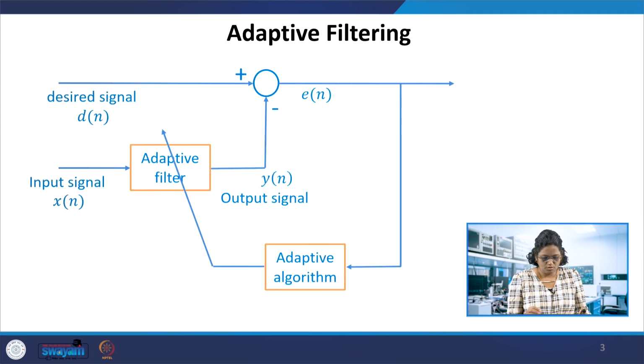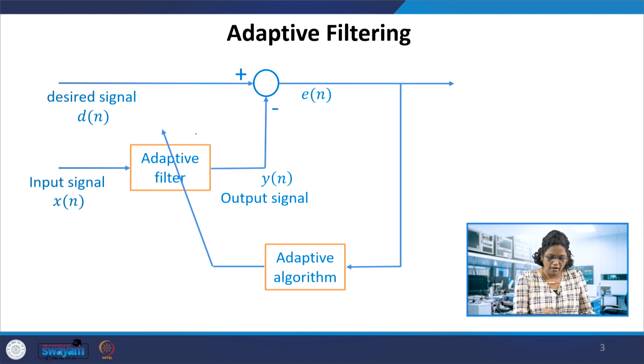Now, as we said, D of n is the desired signal, the input signal is X of n, and the adaptive filter, which can be an FIR filter, gives Y of n. This filter needs its coefficients adjusted, so we get the error E and put it into an adaptive algorithm, which updates the weights of this filter then and there. Every instant, or iteration as we call it, the E of n is used in this algorithm, and the output gives the weights to be put into the adaptive filter.